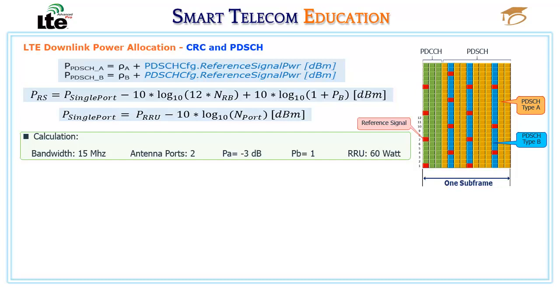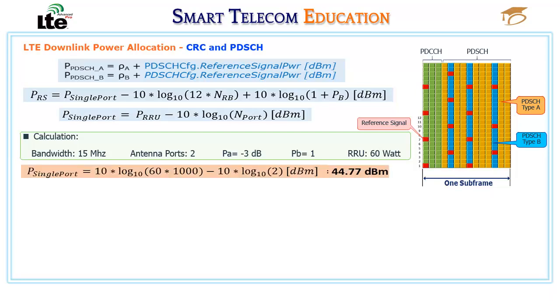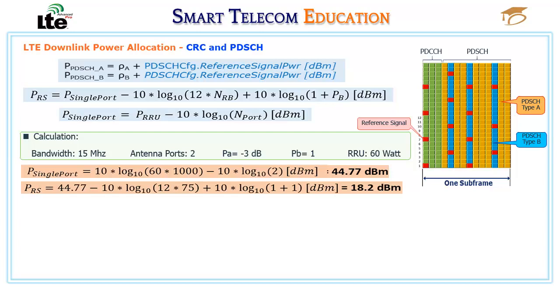An example of calculation: bandwidth 15 MHz. Antenna ports, 2. PA equals -3 decibels. PB equals 1. RRU, 60 watt. The power per single port is 44.77 dBm. Then the power per reference signal is 18.2 dBm.